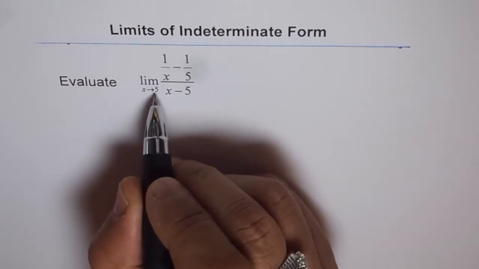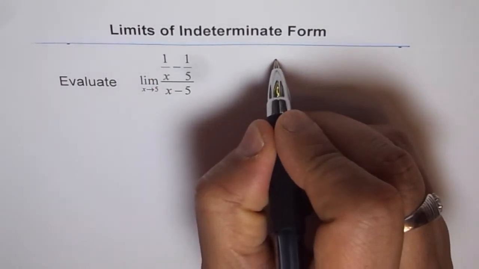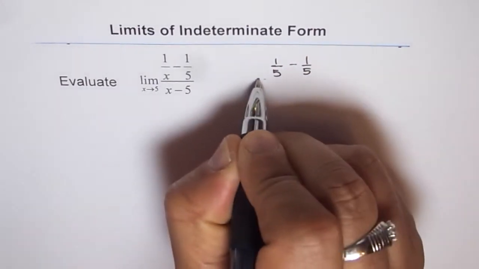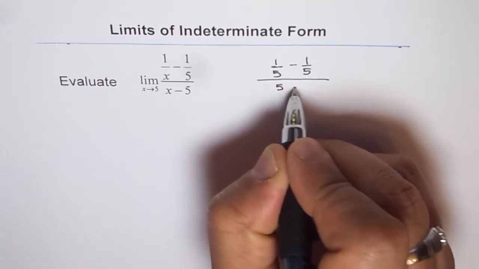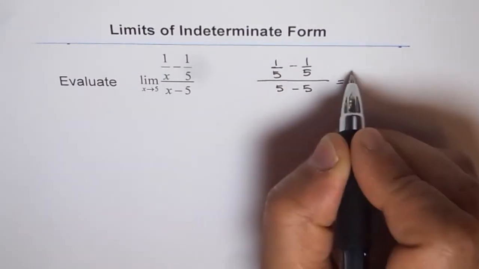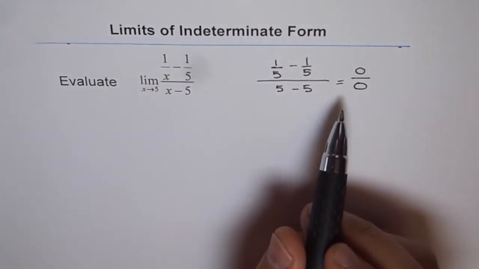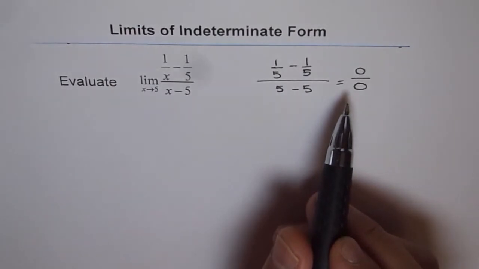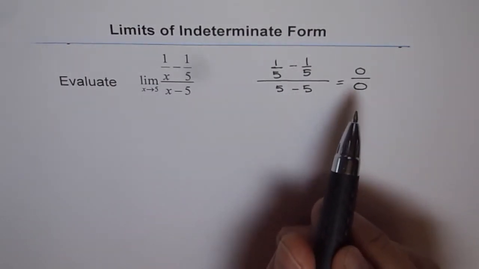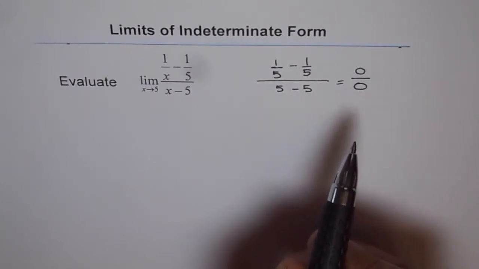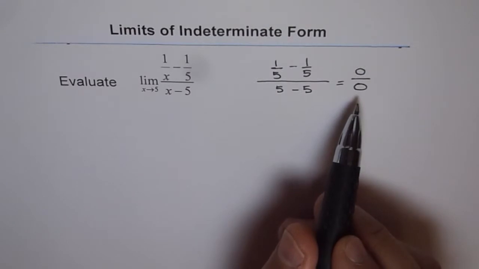So if we substitute x = 5, in the numerator we get 1/5 − 1/5, and in the denominator we get 5 − 5, right? That is 0 over 0, so that is an indeterminate form, correct? So basically, whenever the limiting value is substituted and we get 0 over 0, which is not defined in mathematics, is meaningless, then we say that it is an indeterminate form.